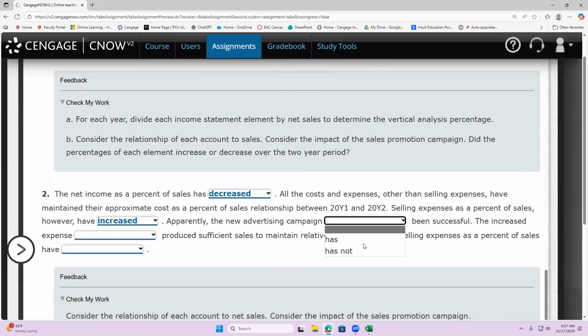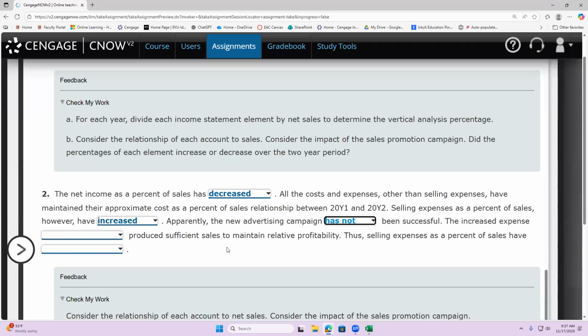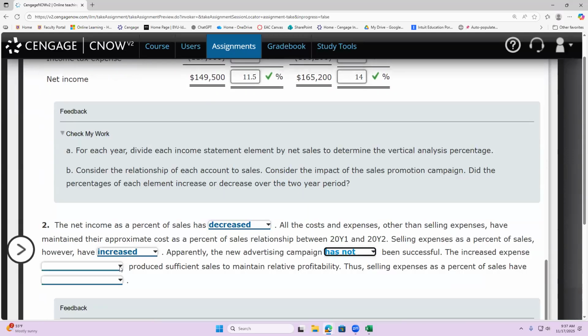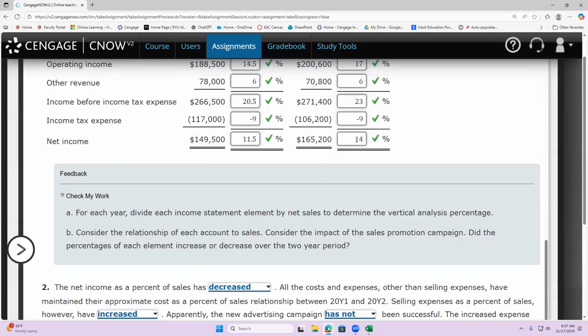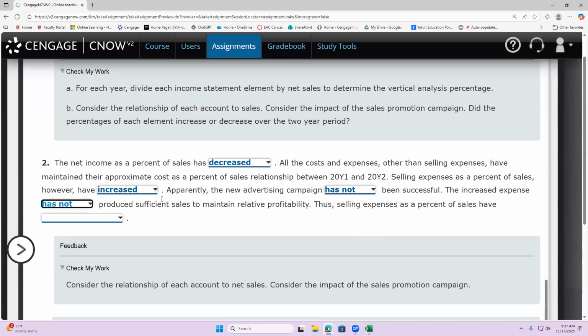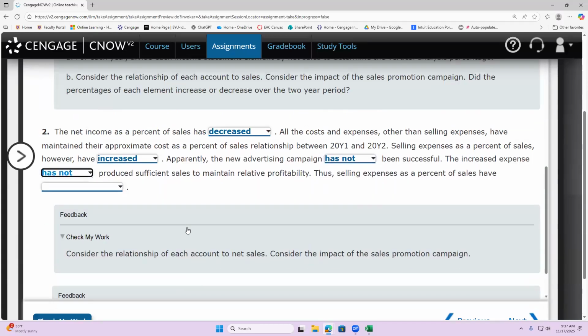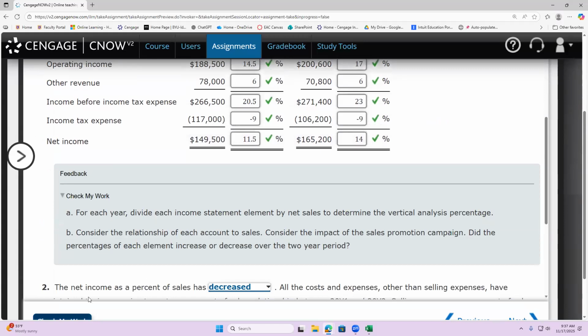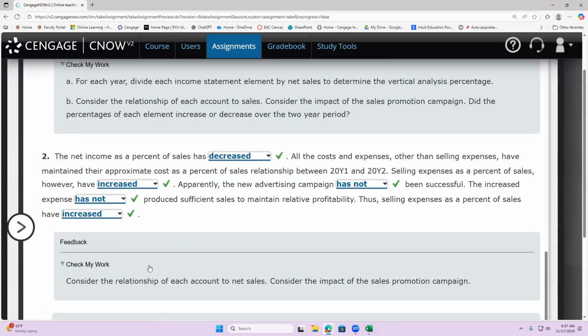So I think the new advertising campaign has not been successful. The increased expense has not produced sufficient sales to maintain relative profitability, right? We can see our profit or net income has dropped as a percentage of sales. Thus, selling expenses as a percent of sales have increased. So this can be valuable when we're like, okay, we did this new advertising and marketing campaign, and was it successful or not? Well, this can give us a clue that it wasn't.